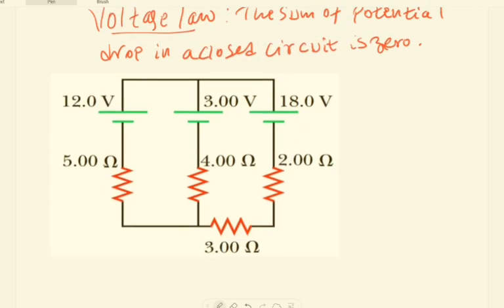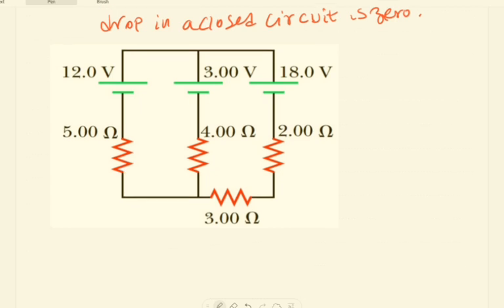Alright, now I think it will be easy. Primarily we have seen that this is the current flowing, I1 and I2, and the current flowing this way is I3.